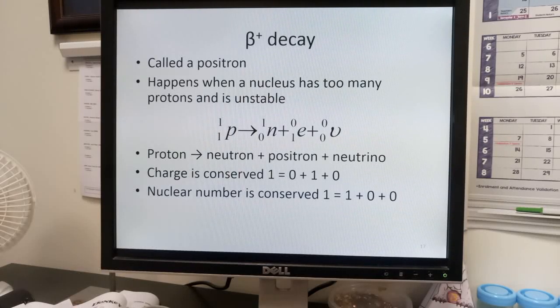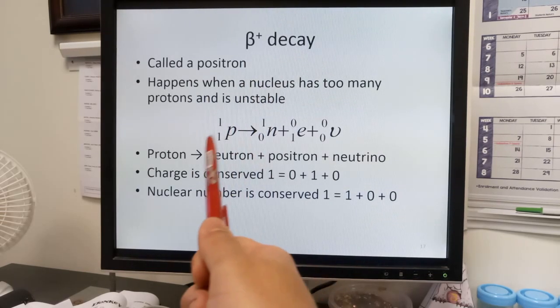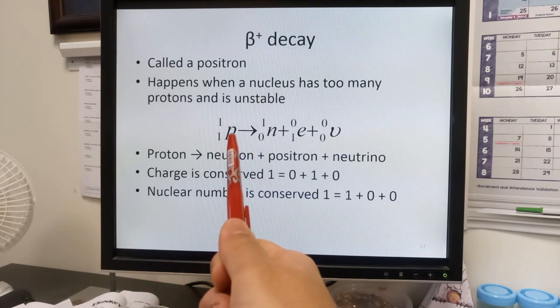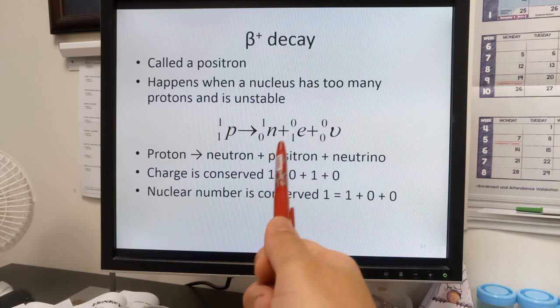Beta plus decay. These are called positrons. Now these babies are great. They're the antimatter particle of an electron. They're basically a positive electron, and it happens when the nucleus has too many protons and is unstable. So in this case here, unlike the neutron which split before, the proton will actually, I guess it doesn't split, it just changes its internal contents, but it changes so that it becomes a neutron.